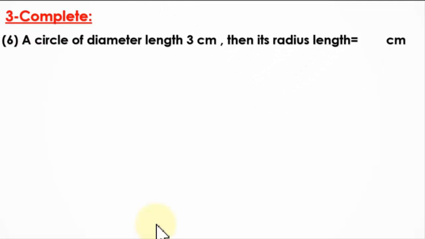Complete. A circle of diameter length 3 cm, then its radius length equals 1.5 cm, because the radius is the half of 3.